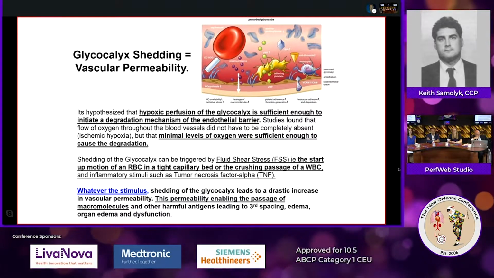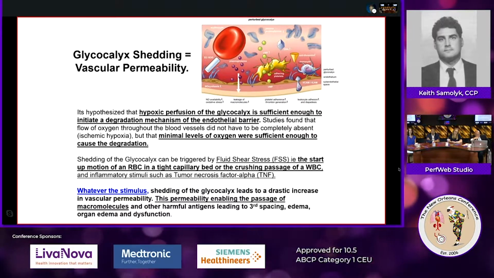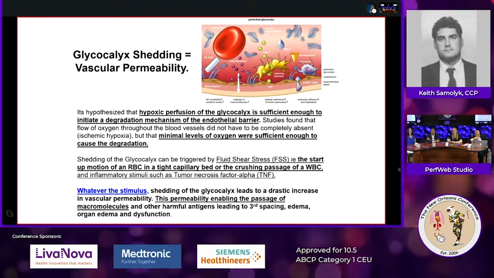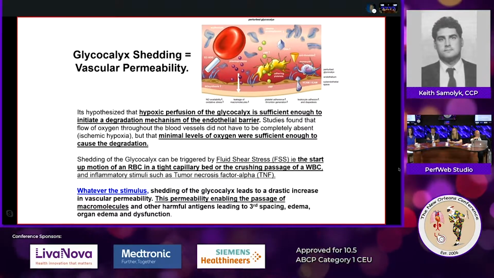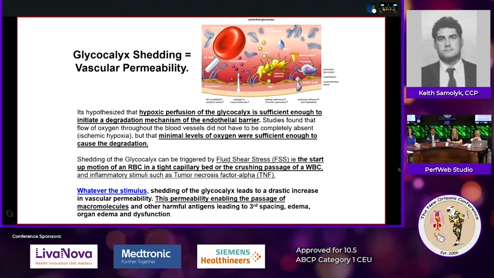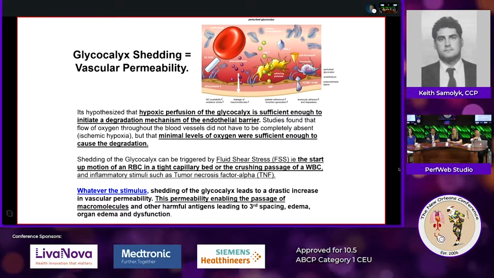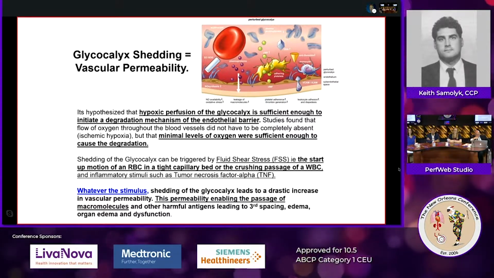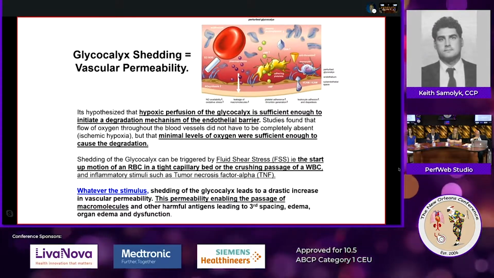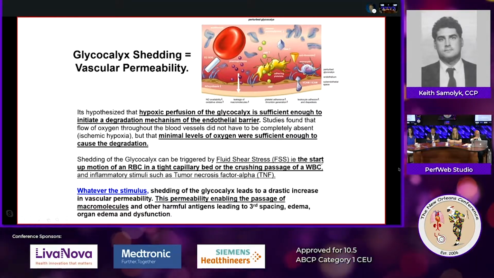Another thing would be a large white cell that was in a capillary bed. And then you did pump off and you did pump on, and when it went pump on, it sheared off the glycocalyx. But whatever the stimulus is, shedding the glycocalyx leads to a drastic increase in vascular permeability. This permeability enables the passage of macromolecules and other harmful antigens, leading to third spacing edema and organ dysfunction.